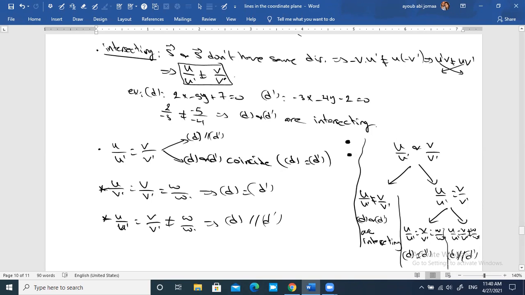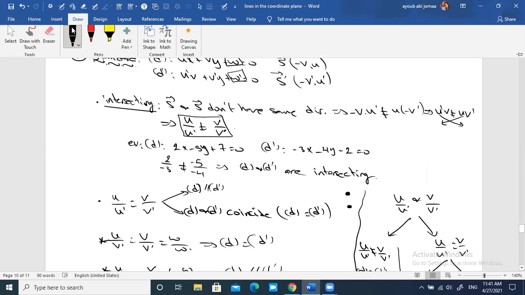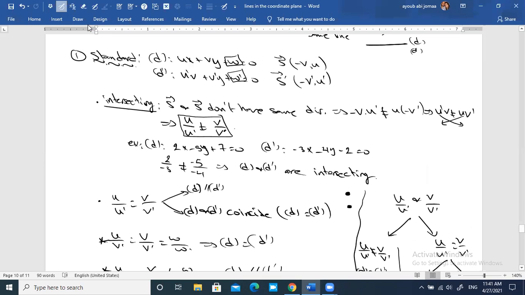Okay, so again, to start from where we stopped yesterday: relative positions between two lines. We said the first case is when the equations are given in the standard form, ux plus vy plus w equals 0, and the second one, u prime x plus v prime y plus w prime equal to 0.